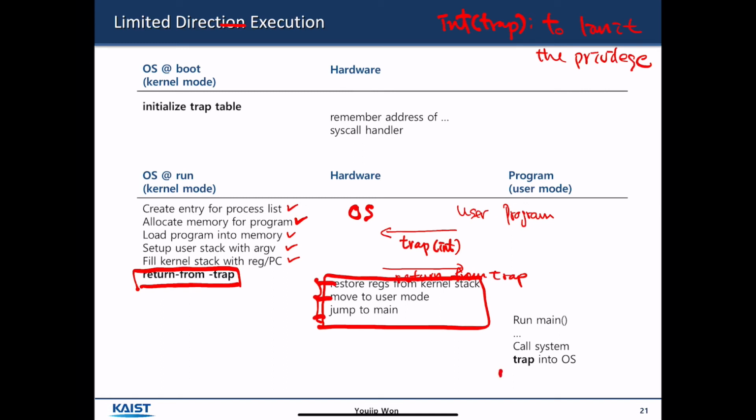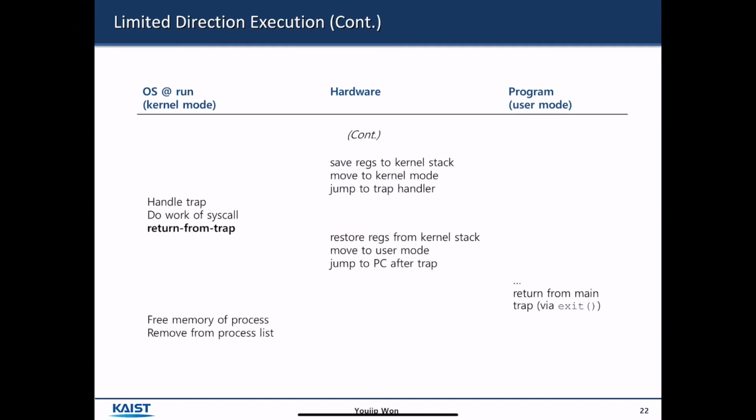Let's look at the important part of the program. Now it starts a new program and it jumps to main. Then it starts executing instructions one by one. And at some point, let's assume that it needs to make a system call. Now it triggers a trap instruction and goes into the kernel. Then, in the course of calling trap, it saves the registers to the kernel stack, and then it moves to the kernel mode, 2, and it jumps to the trap handler, 3. Remember, all these steps are executed in a single instruction called trap or int.